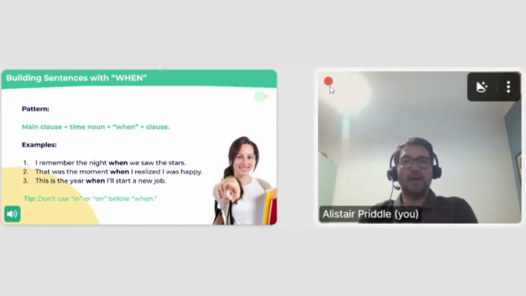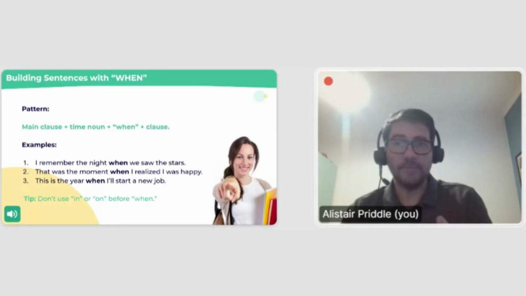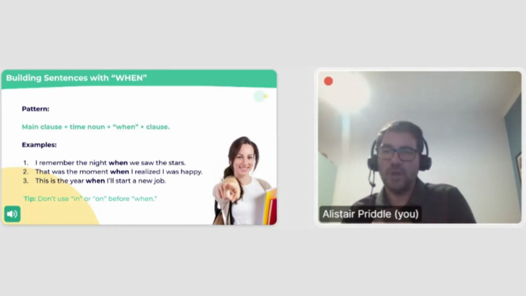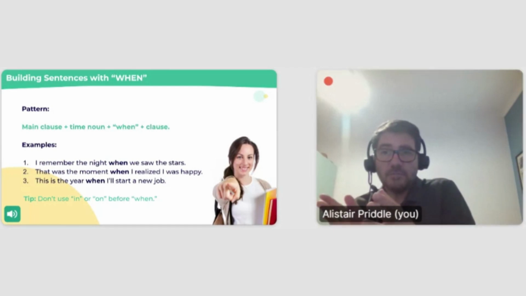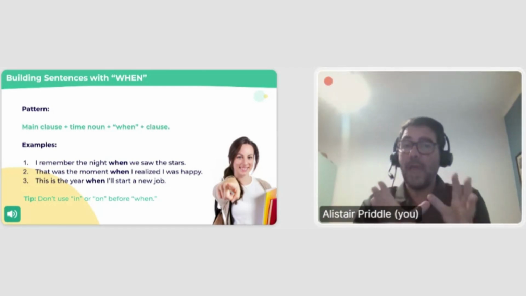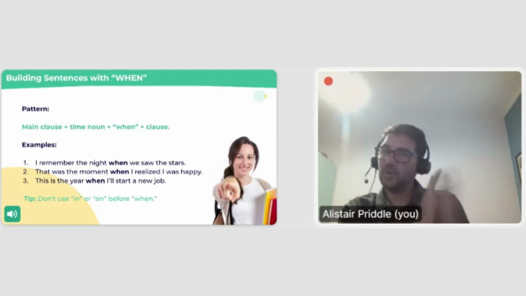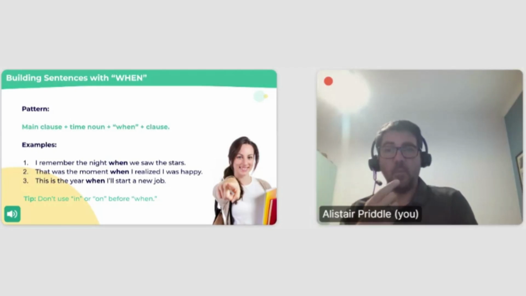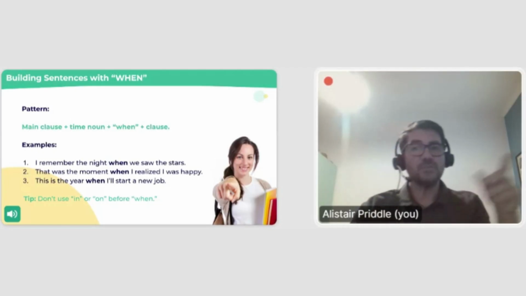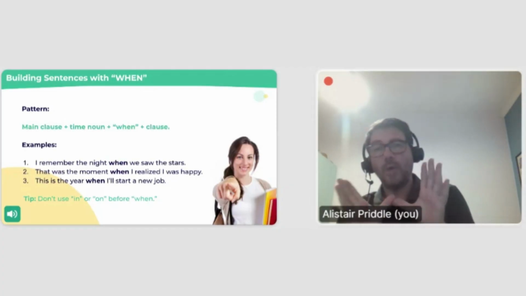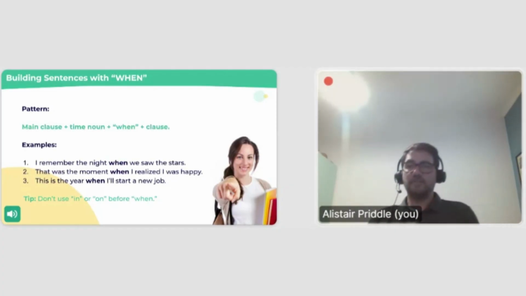Let's think about how to build sentences with when. So we have a pattern or a structure to use: the main clause plus a time noun plus when plus a clause. So, I remember the night when we saw the stars.